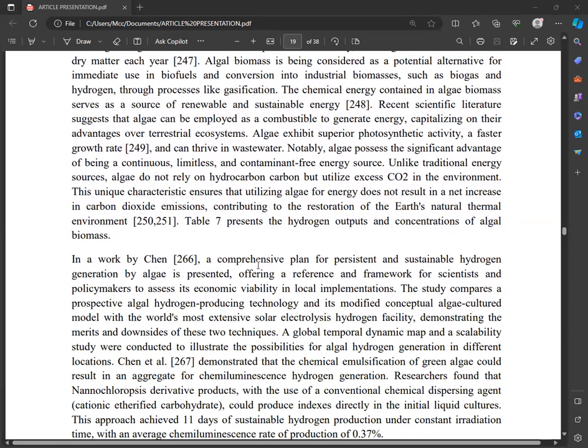Unlike traditional energy sources, algae do not rely on hydrocarbons but utilize excess carbon dioxide in the environment. And this unique characteristic ensures that utilization of algae for energy does not result in a net increase in carbon dioxide emission, which is contributing to the restoration of the Earth's natural thermal environment.